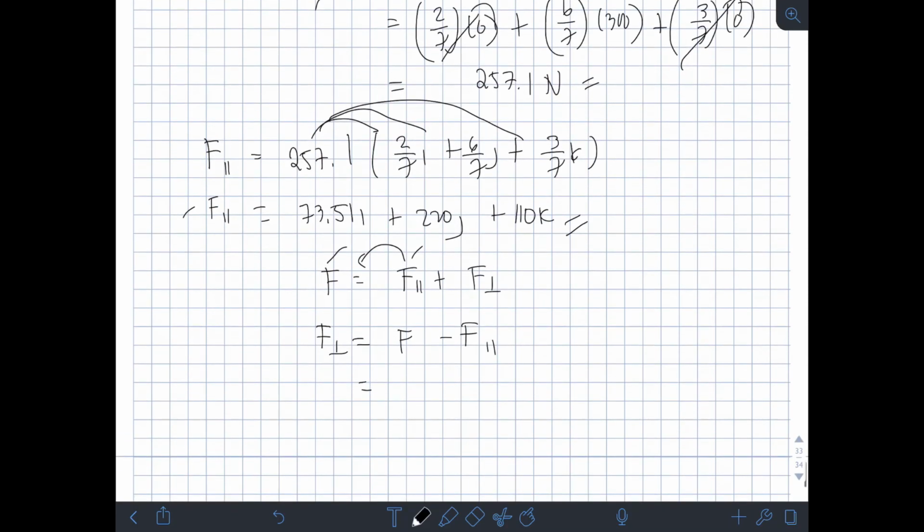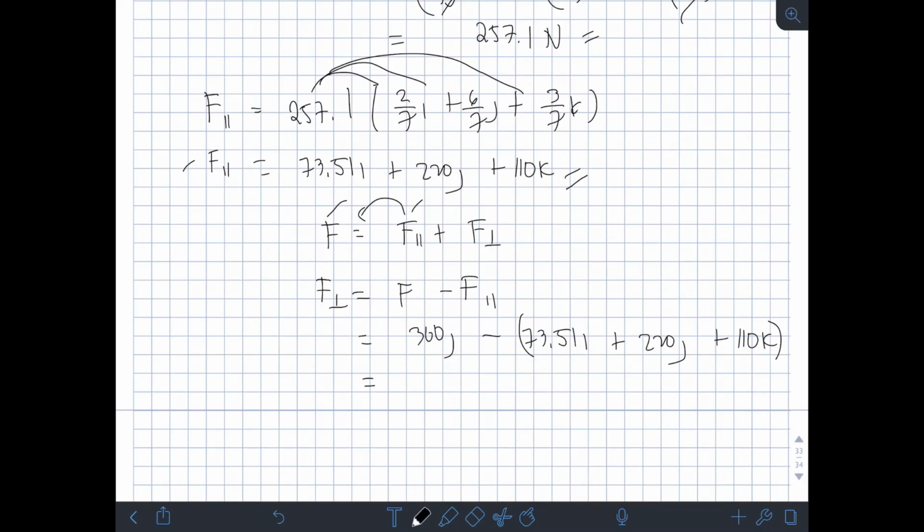So let's plug in. What is F? Just 300j, right? Minus, what is F parallel? This one, so I'll just copy it. Okay, so let's simplify this vector. F perpendicular will be, after combining similar terms, only the j terms can be combined. So I copy the negative 73.51i, then 300 minus 220j, positive 80j, then minus 110k.